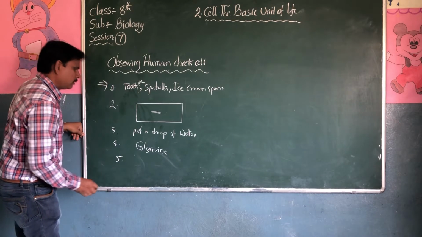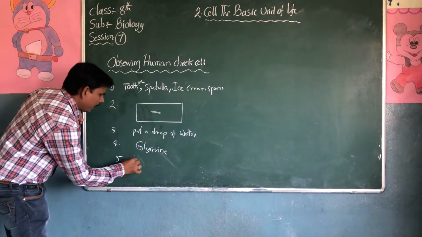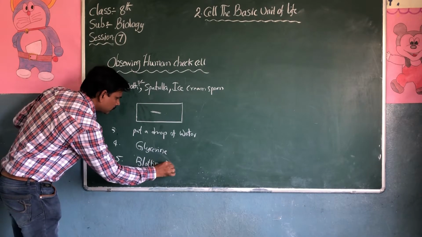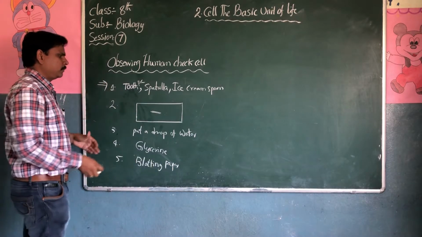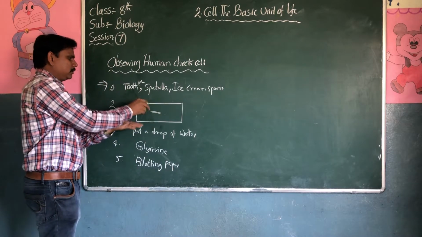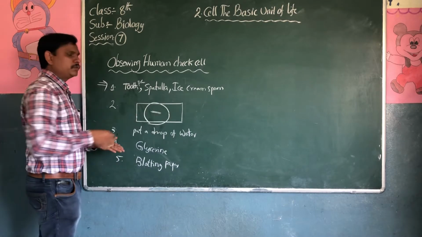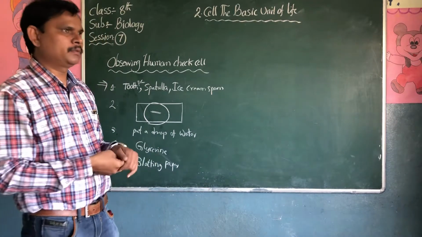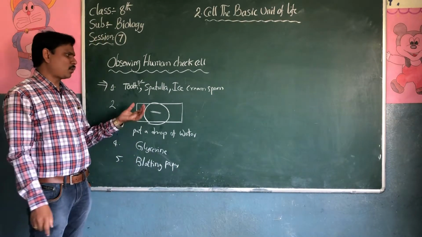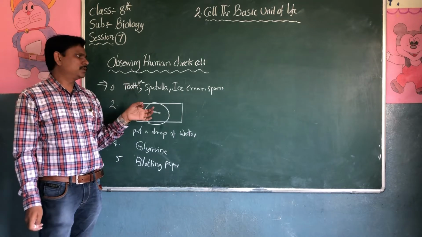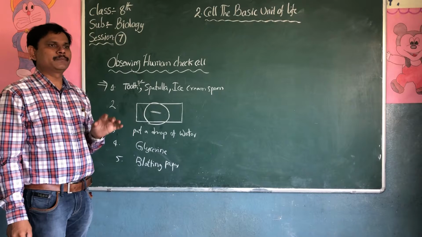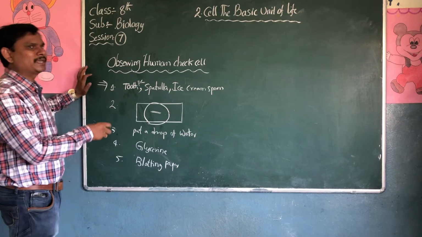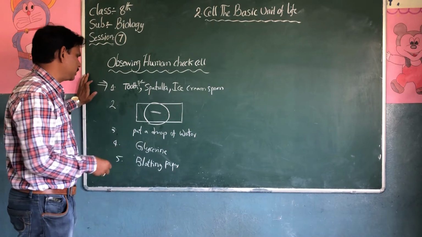Then, before covering with the cover slip, apply the blotting paper. Take a blotting paper and press it properly on the material. Why should we press it? It will absorb the excess water present in the material. What happens when excess water is present? Instead of the cheek cells, we will observe large bubbles in the microscope. That's why it's very important to remove the excess water present in the material.